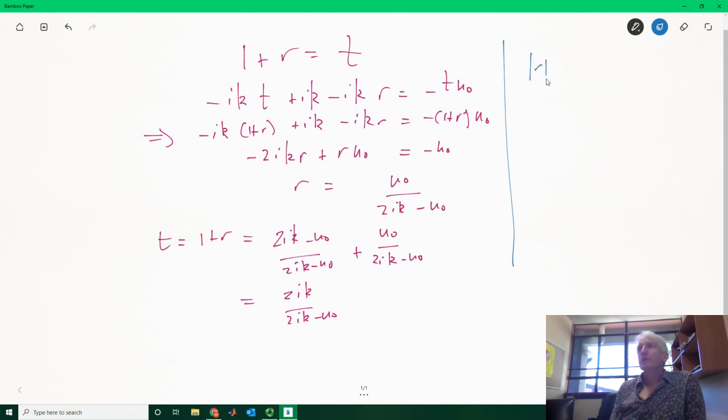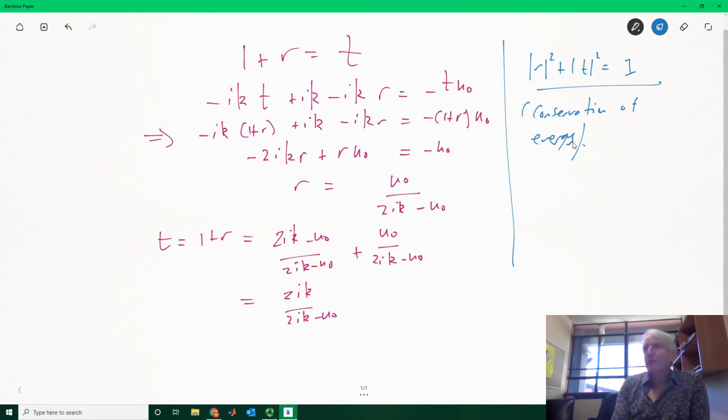There are some interesting properties of this solution. The modulus of R squared plus the modulus of T squared is equal to 1. You take the squares and you get unity. You can see that from the real and imaginary parts of the denominator. So that's the conservation of energy, effectively. All right, so that's the end of that solution.